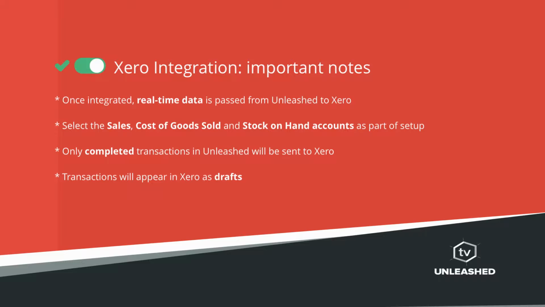After the integration, Unleashed will only send completed transactions to Xero. Those transactions will then appear as drafts in Xero.